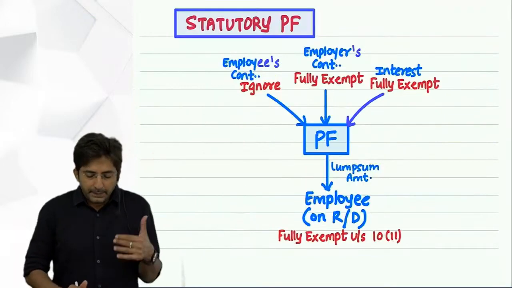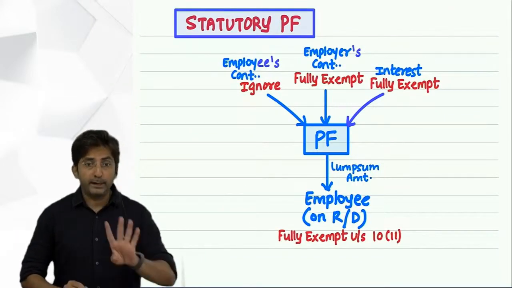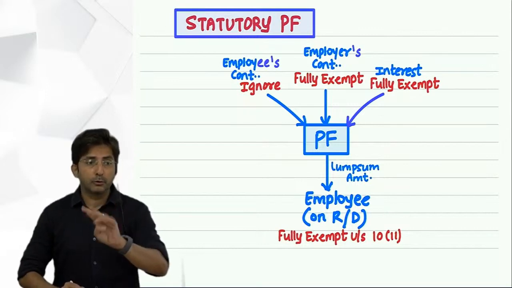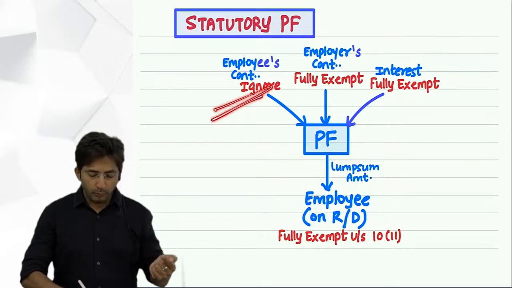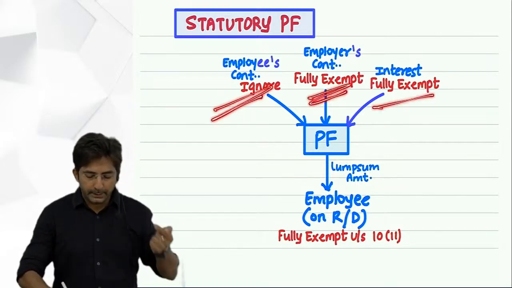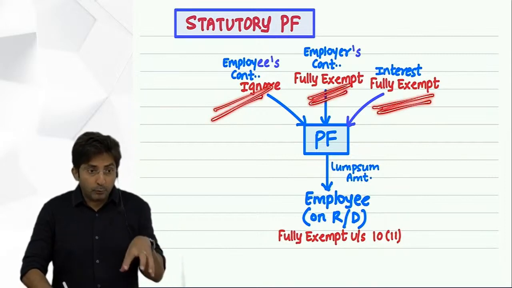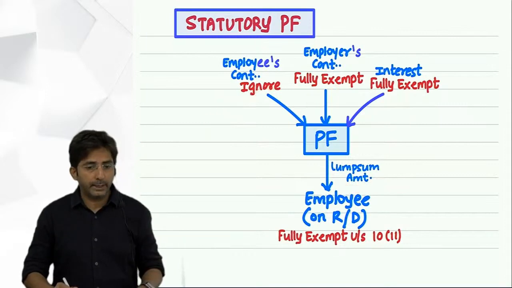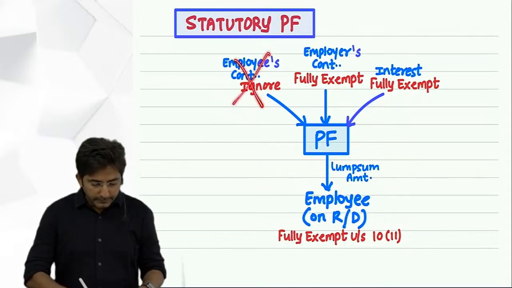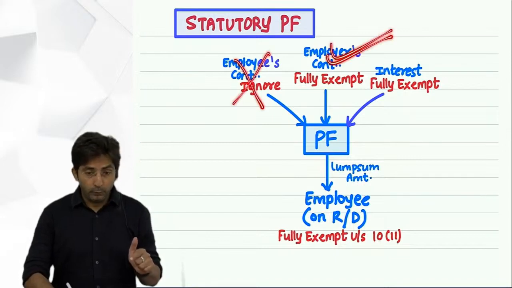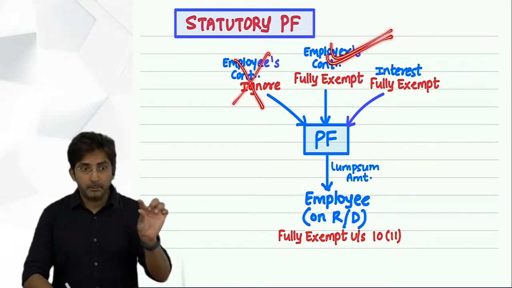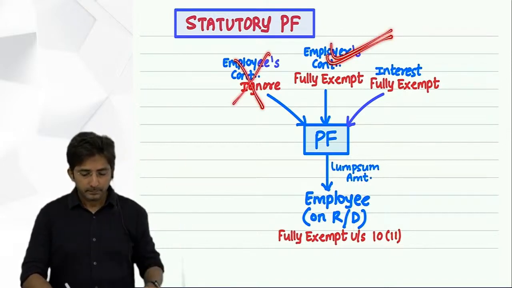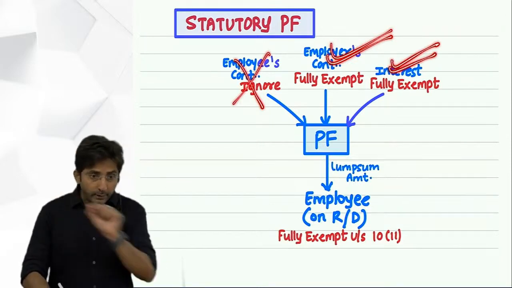Now I had explained in detail that you will find four amounts in the question: employee's contribution, employer's contribution, interest, and, if the question is on retirement, a lump sum amount. Okay? This you will ignore, but this you will write in the statement. See, fully exempt, you have to write in the statement, but in the amount column, dash. This also you will record in the statement.